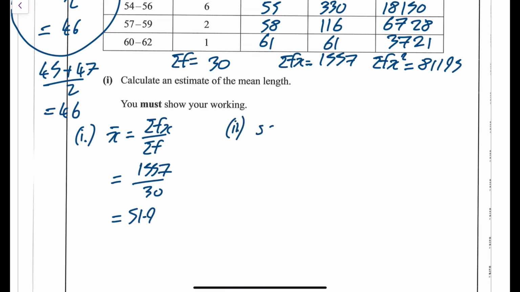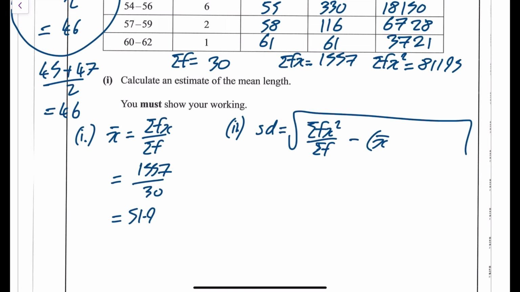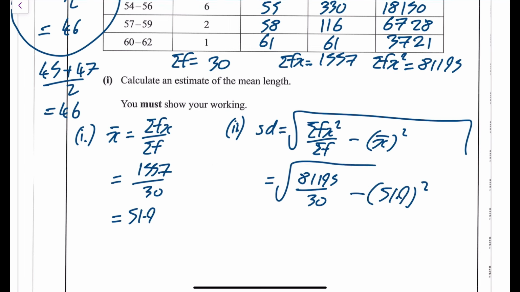So your standard deviation is what we're looking for in part 2, and I'll just do it on this page so we can see it. That's the square root of sigma fx squared over sigma f minus your mean squared. That formula is given to you in the front of the paper. Sigma fx squared was 81195 over 30, minus your mean, which you've just worked out, 51.9 squared. Square root of all that gives you 3.59 to 3 decimal places.